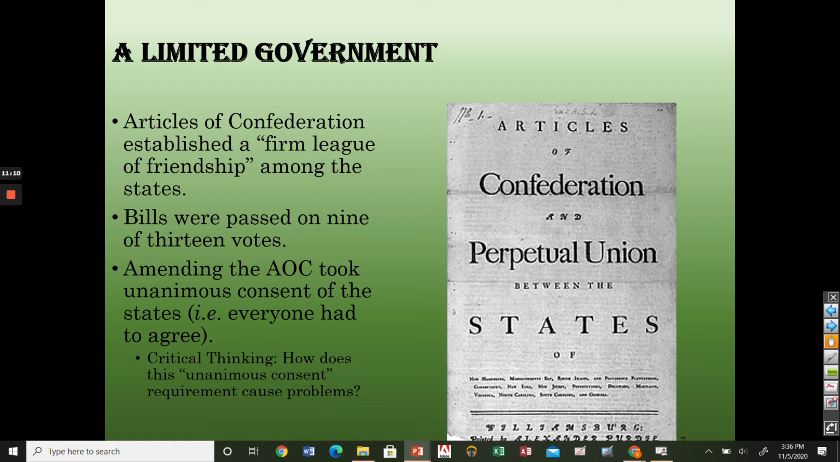Okay, it's very unlikely. So when they made this clause that the Articles of Confederation couldn't be amended without unanimous consent, they were basically making it impossible to amend the Articles of Confederation, or at least nearly impossible.